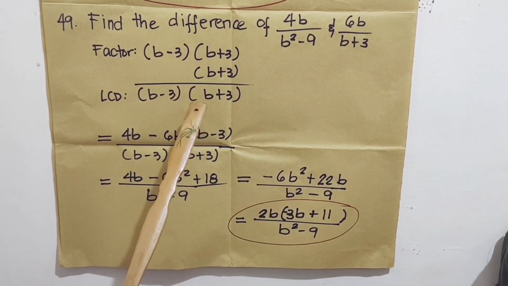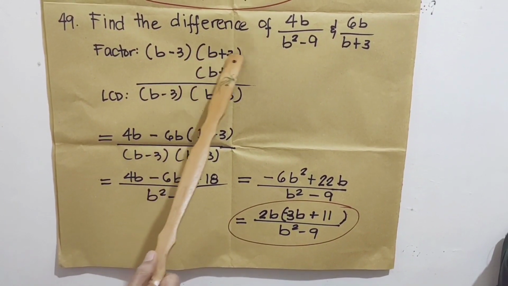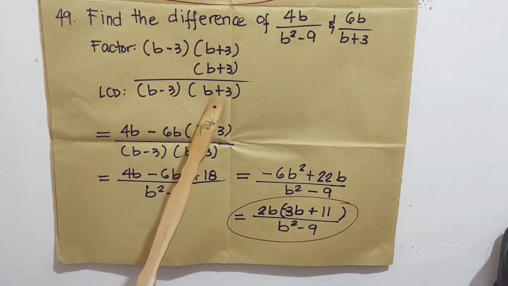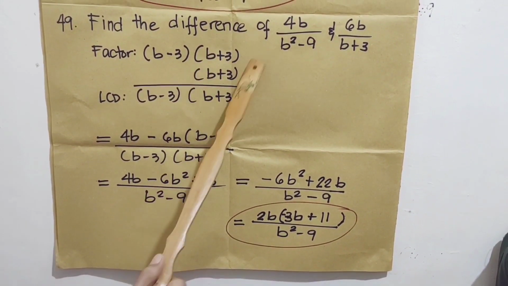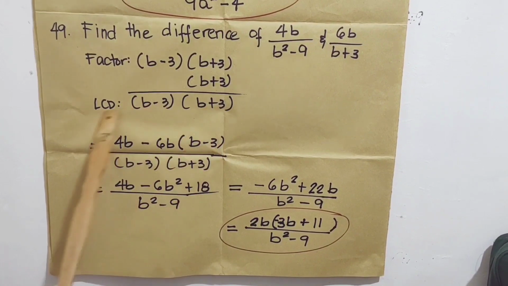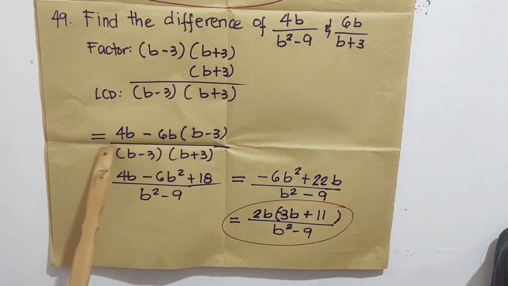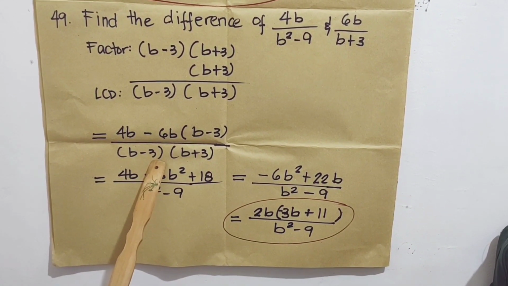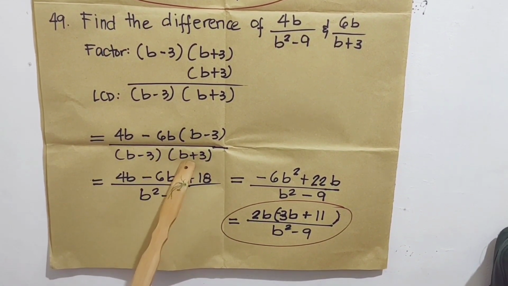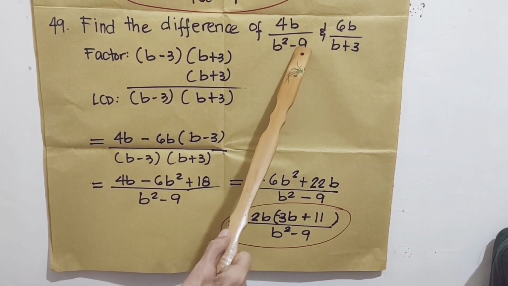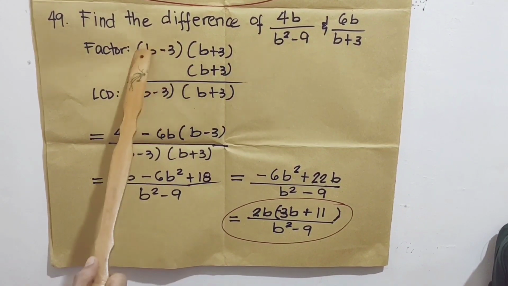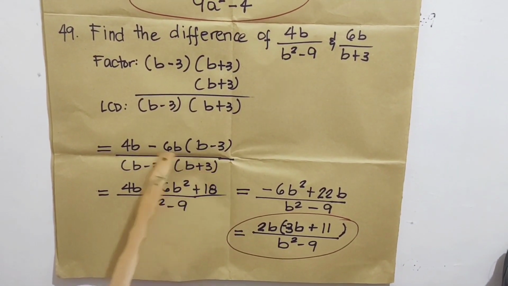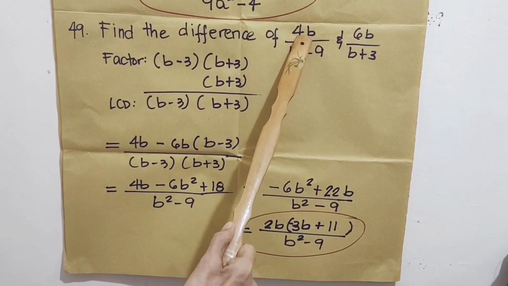And our LCD now, we have b minus 3, b plus 3. So this one we just bring down here, and this one also we bring down b plus 3. Since it is common, we copy only one as represented in our LCD. Upon knowing the LCD, draw a line and copy the LCD. Then our next step is to divide. b minus 3 times b plus 3 divided by b squared minus 9. Remember the factors of this are the same, so if we divide, it equals 1, then times the numerator.